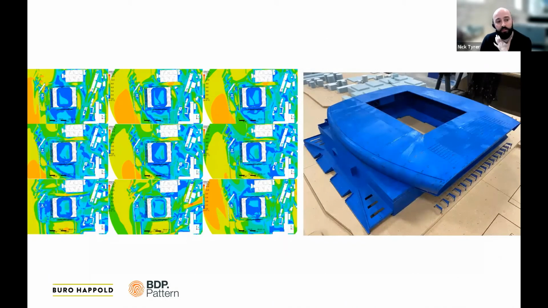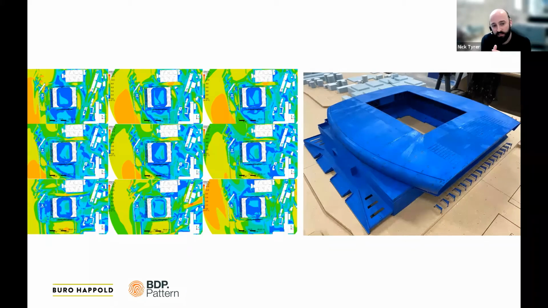So on the left, this is the analysis produced by Buro Happold of just a single iteration. Of each of those 60 different versions of design, this is nine different wind directions. And you can see just from the analysis, without even knowing what the colors mean, the results are vastly different depending on where the wind's coming from.